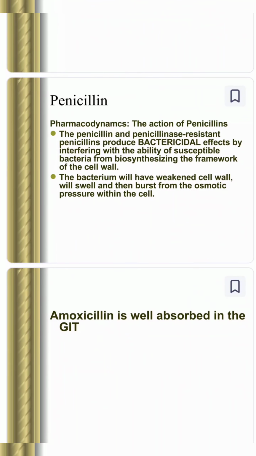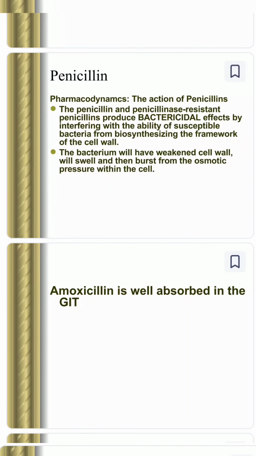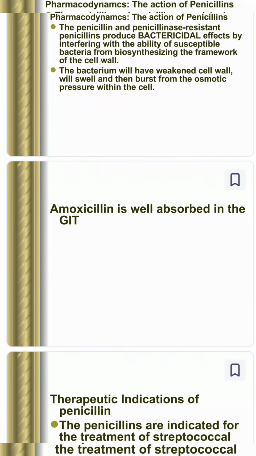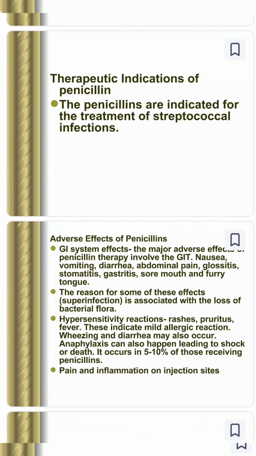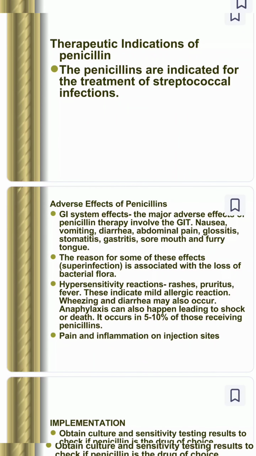Penicillin produces bactericidal effects by interfering with the ability of susceptible bacteria to biosynthesize the framework of the cell wall. The bacterium will have a weakened cell wall, will swell and then burst from the osmotic pressure within the cell. Amoxicillin is well absorbed in the GIT. Penicillins are indicated for the treatment of streptococcal infections.